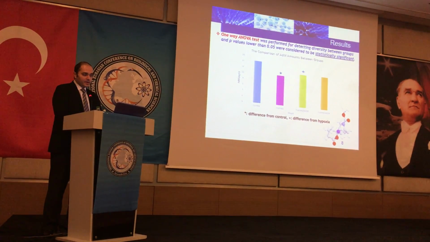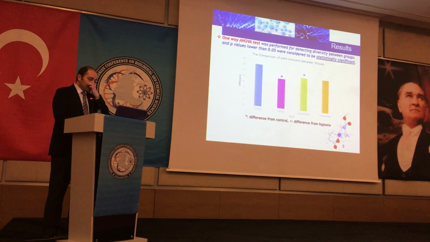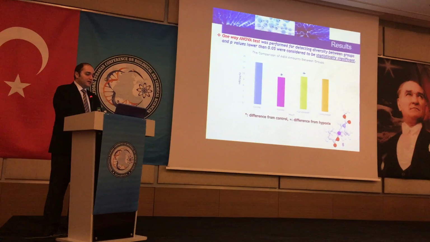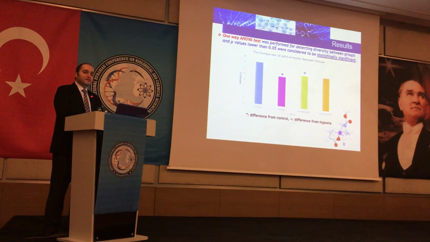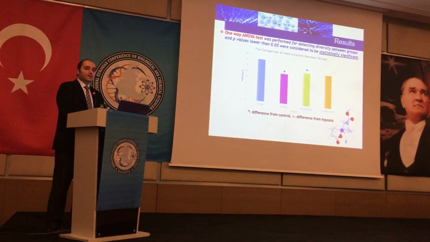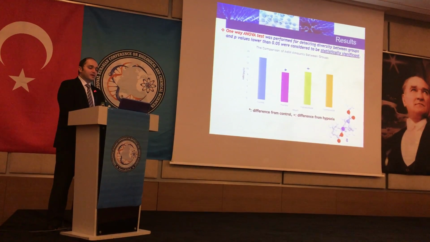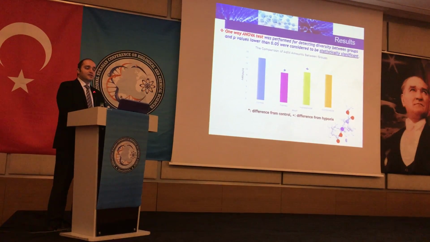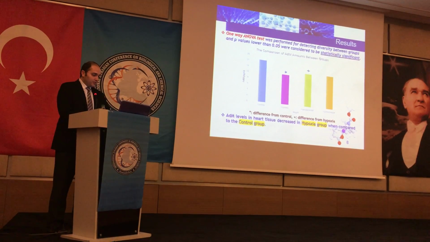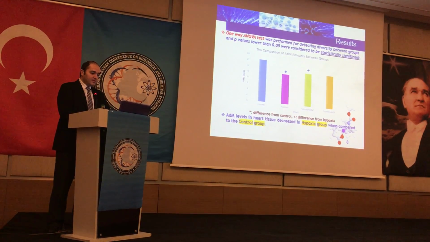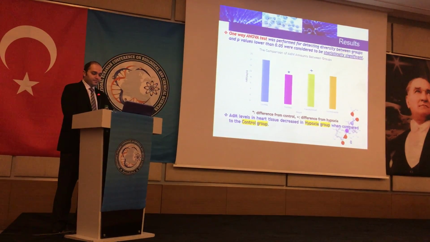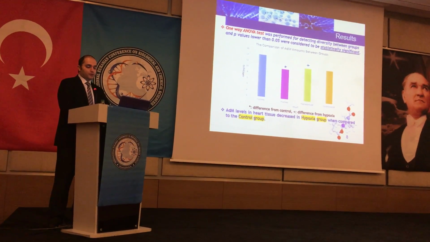In order to comment on our results, we performed one-way ANOVA tests to detect the differences between these groups, and p-values lower than 0.05 were considered statistically significant. As you can see from the graph, adrenomedullin levels in heart tissue decreased in the hypoxia group when compared to the control group, the blue one.